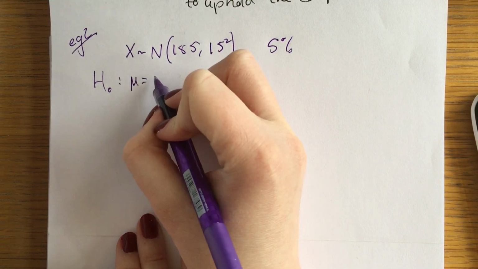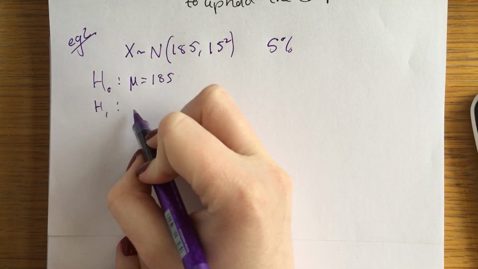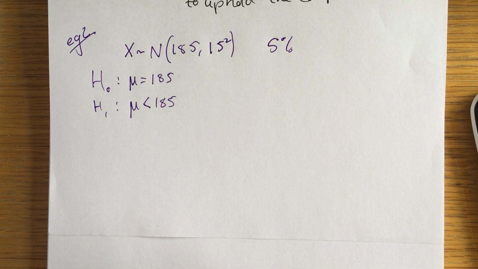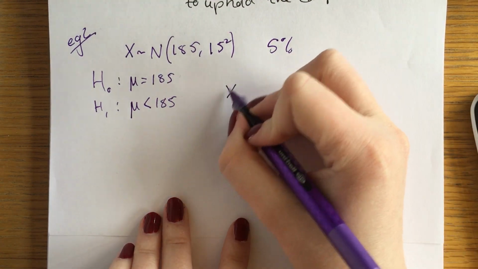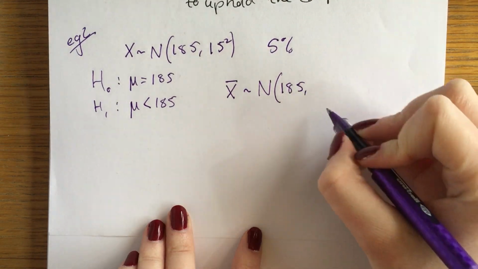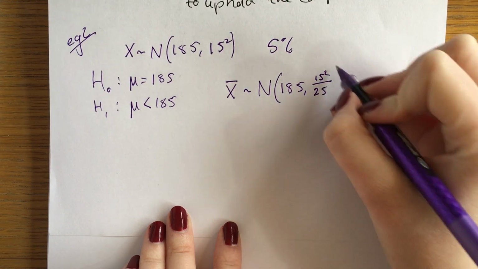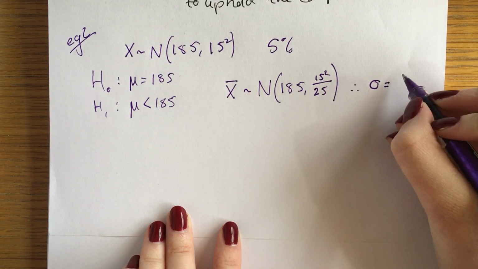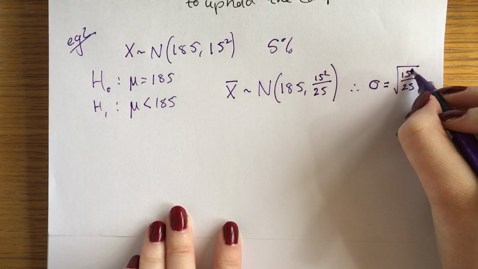So our null hypothesis is that the mean is 185. That's what we're assuming to be true. And our alternate is that the time taken has improved, so the mean is less than 185. So if we're assuming 185 is true, then the means should be normally distributed with a mean of 185 and a variance of 15 squared over 25. So therefore our standard deviation is the square root of 15 squared over 25.